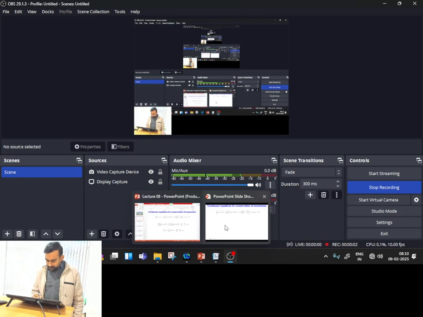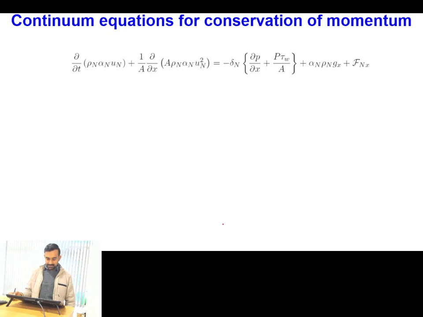Okay, good morning. This is our lecture number 8, and we have been discussing conservation of momentum in the previous lecture. So now we'll discuss one of its other variants. The way we described the continuity equation for one dimensional multiphase flow, similarly, I have defined over here the one dimensional momentum equation for nth phase.